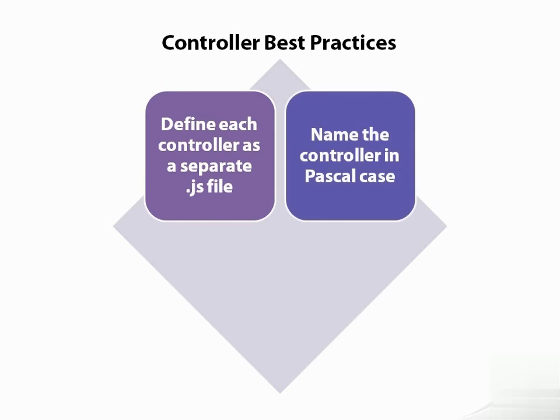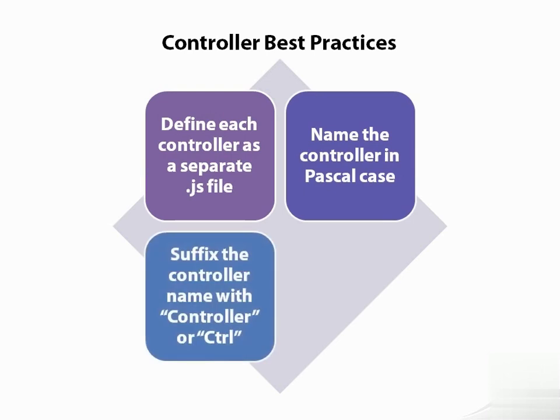Most variables and functions in JavaScript are camel case, but controllers should be Pascal case. That means the first letter of each word of the name is capitalized. Suffix the controller with controller or CTRL. This recommendation has had its share of controversy. Some developers don't want to use abbreviations. Some developers don't want to use suffixes at all. This course uses CTRL as a suffix because it's shorter and makes it easier for the code to fit in the screenshots. My recommendation is for the team to decide on a convention and stick to it.